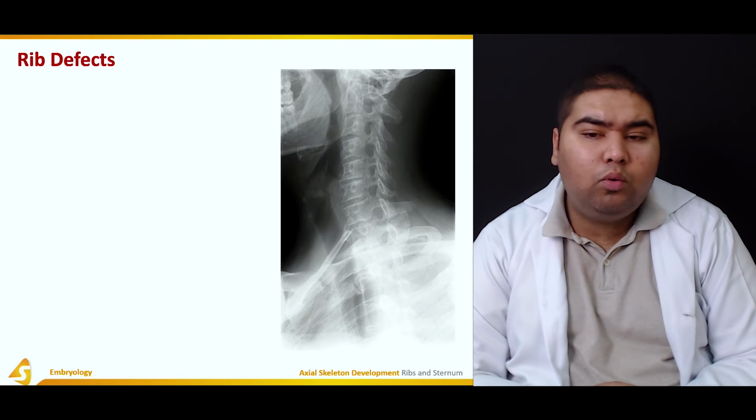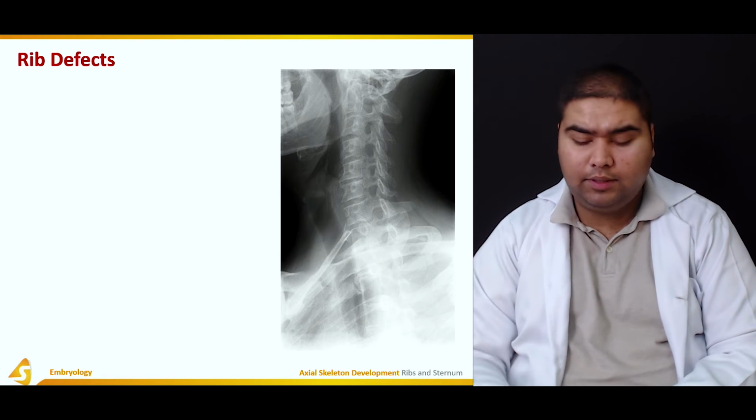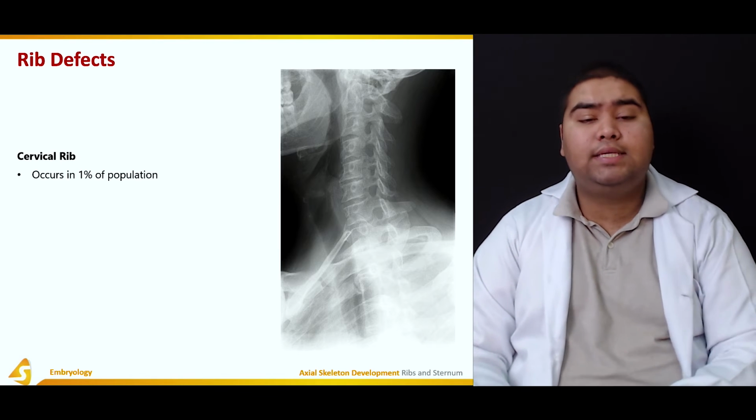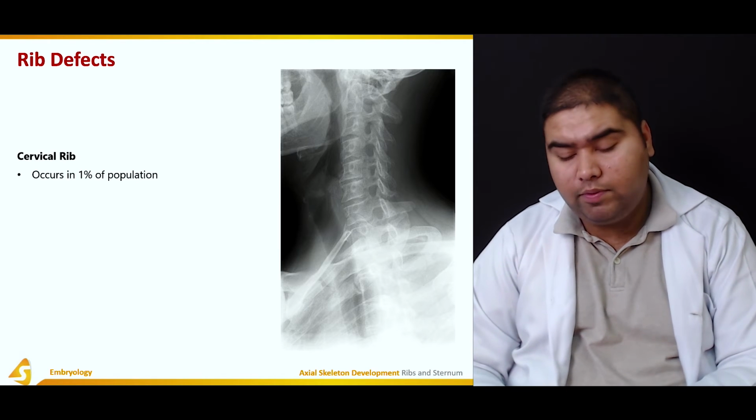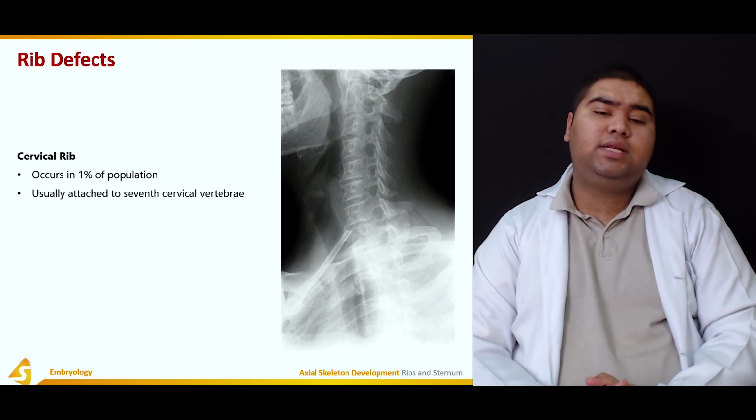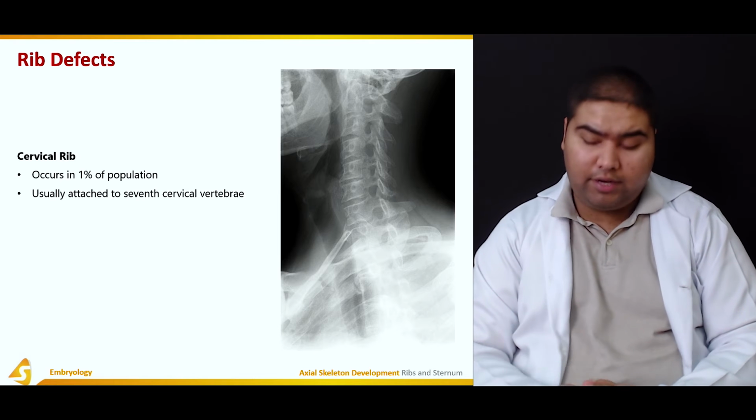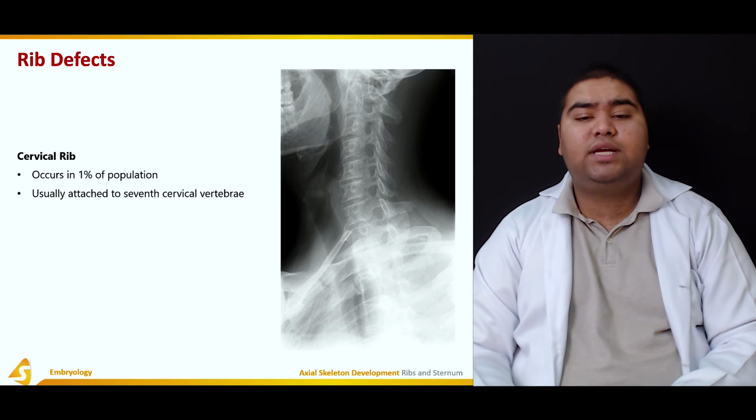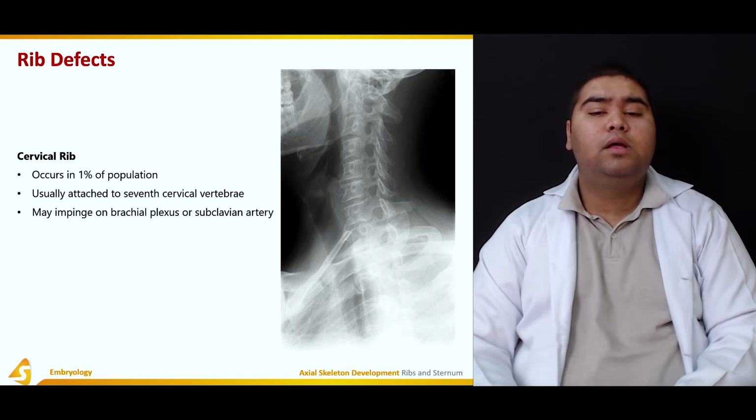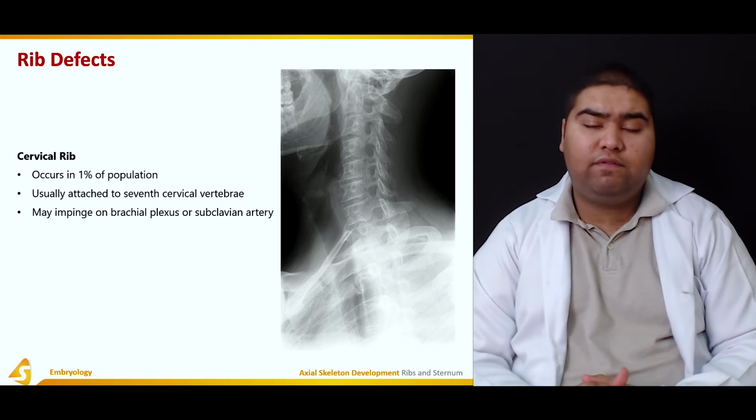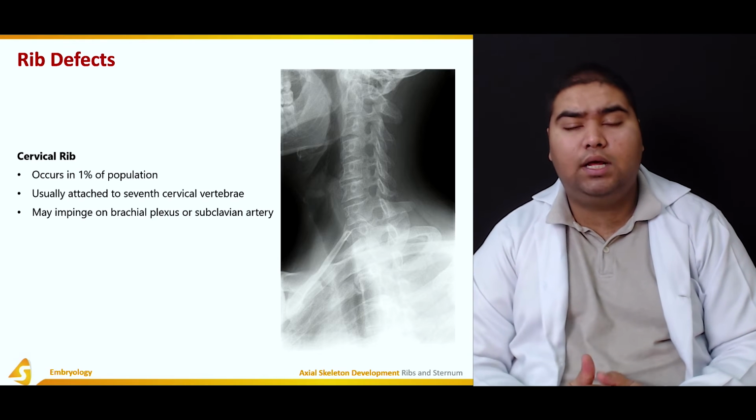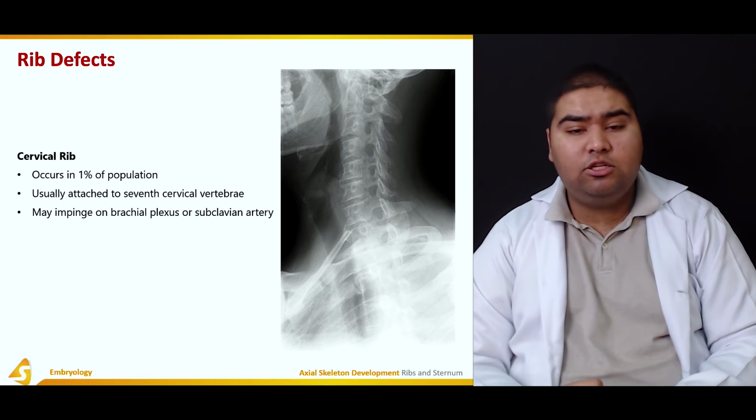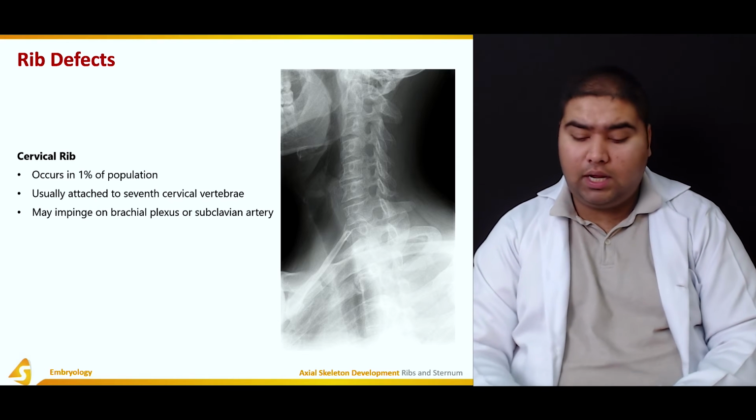So, what are the rib defects? The most important rib defect is cervical rib. It occurs in about 1% of the population as a whole. Cervical rib is usually attached to the seventh cervical vertebra. Though the form of attachment may be different, it can also be attached to the first thoracic rib as well. It may impinge on the brachial plexus or the subclavian artery.